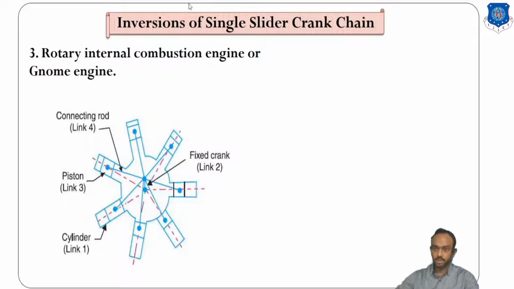Let's count the number of links. First of all, link number 1 is the cylinder, the first cylinder. Link number 2 is this piston. Link number 3 is the connecting rod, and link number 4 is this crank, or I can say the whole frame, which is fixed. Here the crank is not rotating; the whole cylinder assembly is rotating in this case. Let's see the animation.